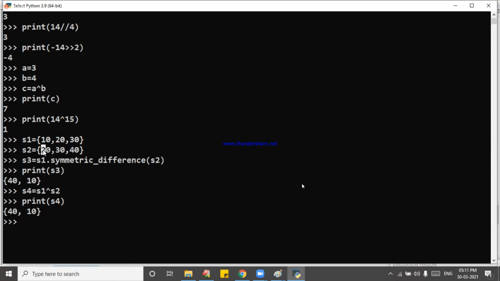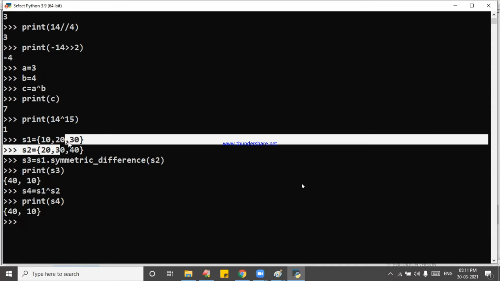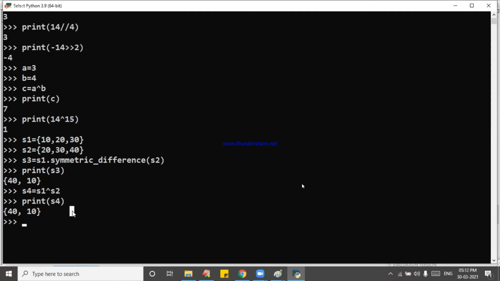Next 30. 30 means 1. Is 30 present here? Yes, that is 1 and 1. 30 and 30, 0. 30 is not there. Very good. I compared every element with the second element set. Now you start with the second set.